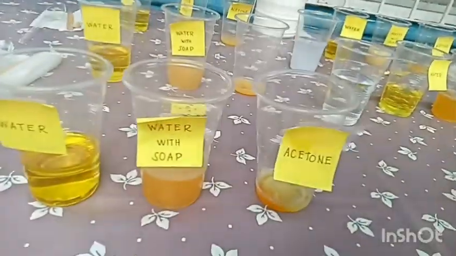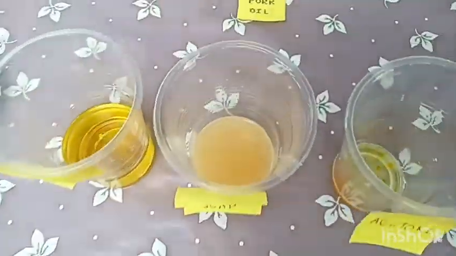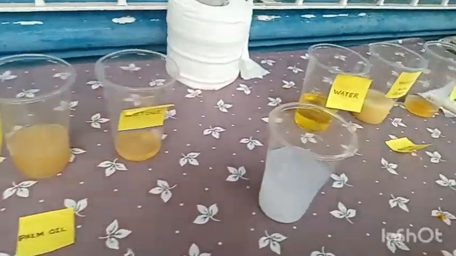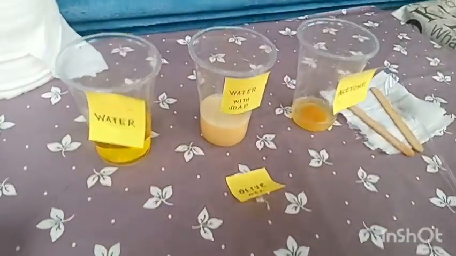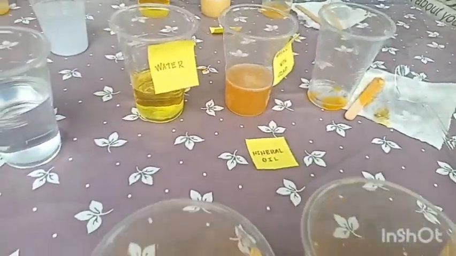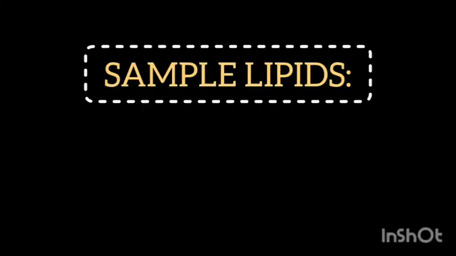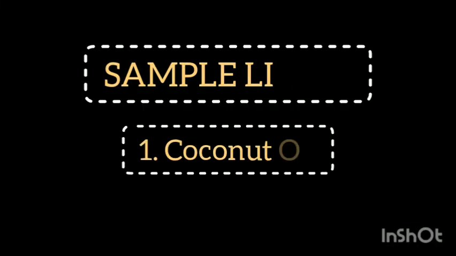Now, let's proceed to testing the degree of saturation of fatty acids by dropping halogen water into the 6 test tubes. The number of drops of halogen solution will be counted and recorded until the control test tubes change color.